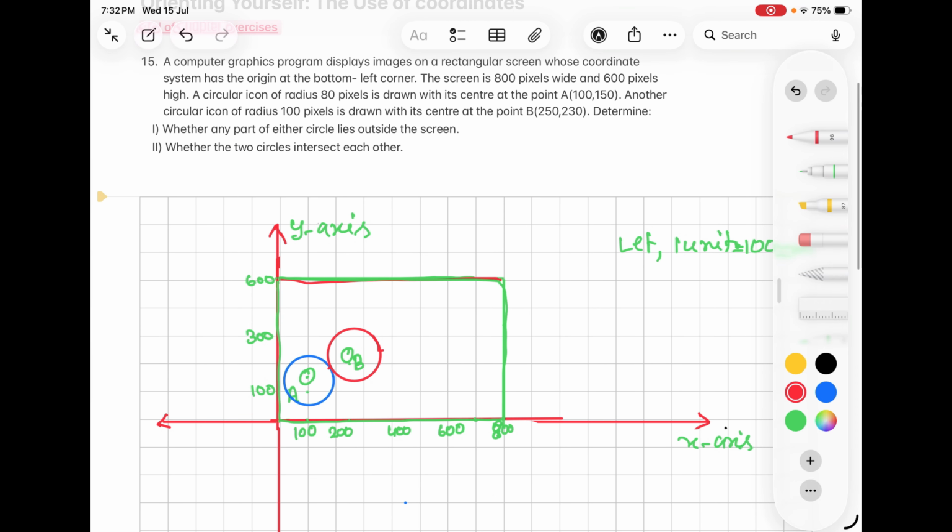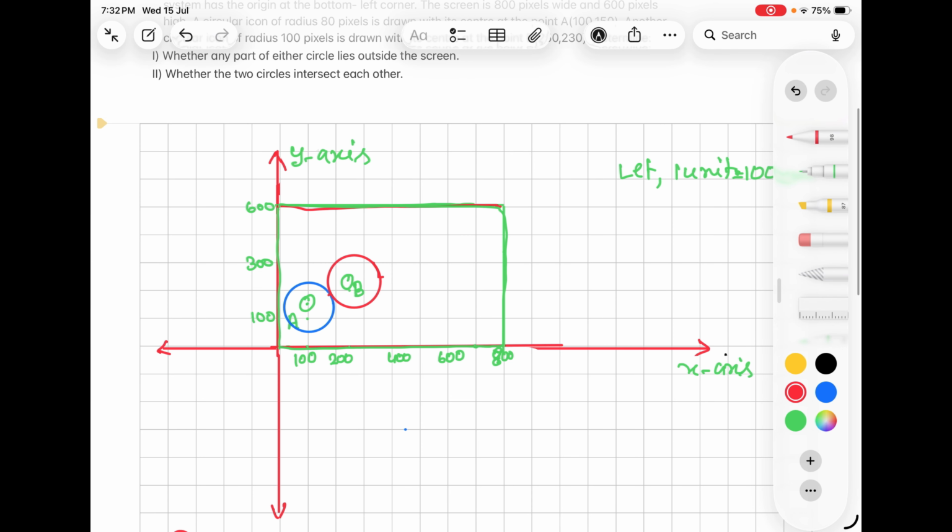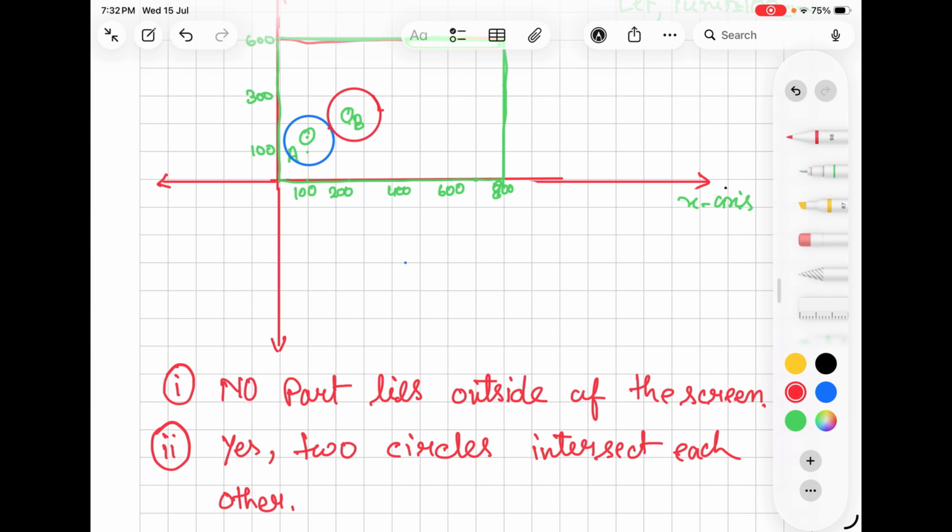After that you just judge whether they intersect each other or not, and whether they are lying outside of the screen or inside of the screen. So they are lying inside of the screen and they touch each other or intersect each other. That is the answer of question 15.